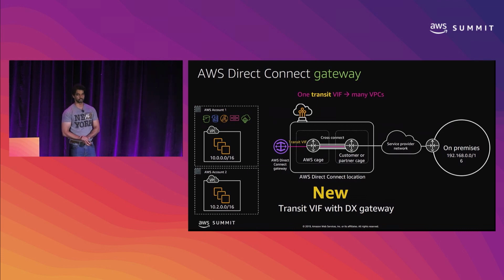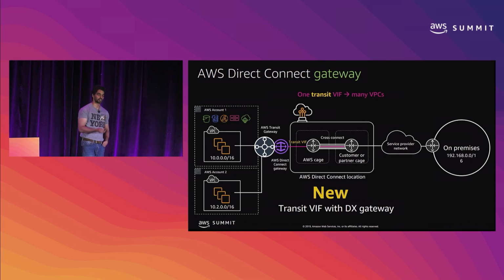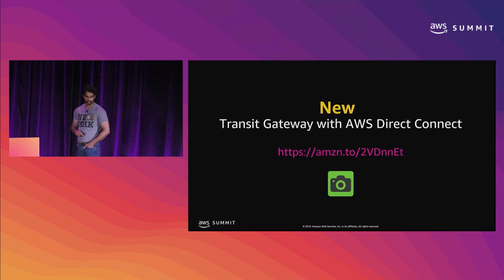So you create a transit VIF to the Direct Connect Gateway. And instead of connecting the Direct Connect Gateway to your VPCs, Transit Gateway comes in. And so you connect to the Transit Gateway, and then the Transit Gateway connects to the VPCs. To learn more about how Transit Gateway integrates with Direct Connect, I won't be going into further details, but there's a link which has all the fun information in there.